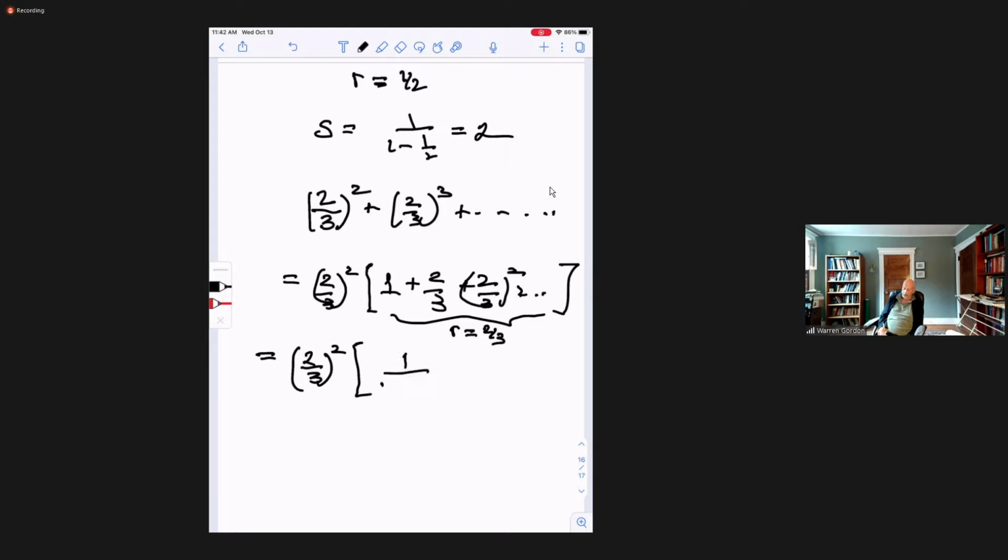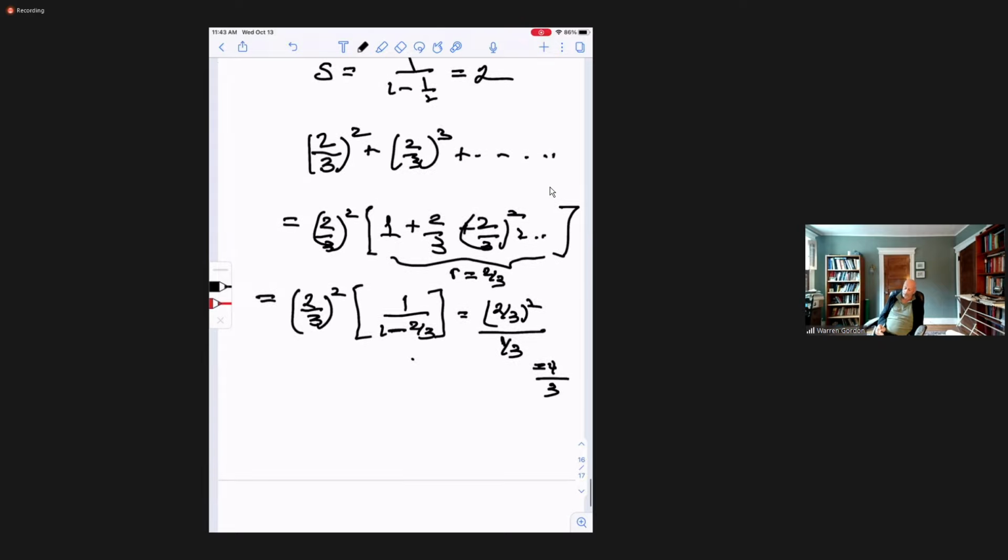So it's 1 over 1 minus r, or if you like, 2/3 squared over 1 minus 2/3, which is 1/3. And of course, I can simplify this. This becomes what? 4 over 9 times 3, which is 4/3. Okay. By the way, notice the sum of a geometric series is always the first term in the series over 1 minus what I call r. Because you can always factor out the first term, so you get 1 over 1 minus r.